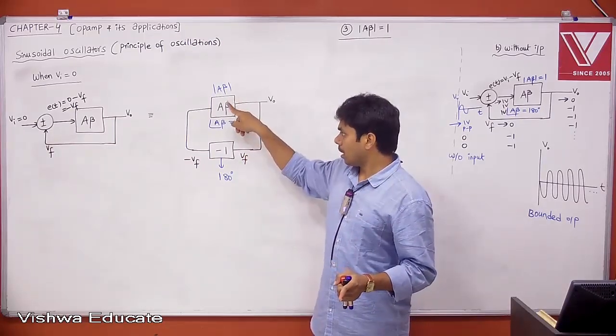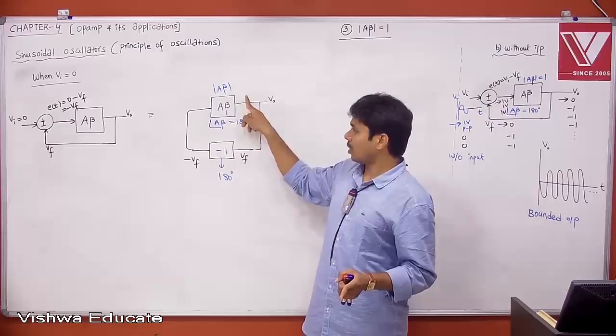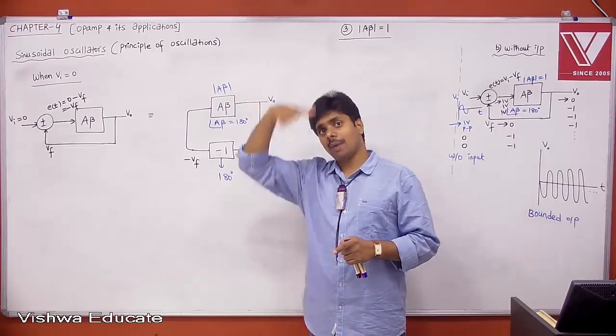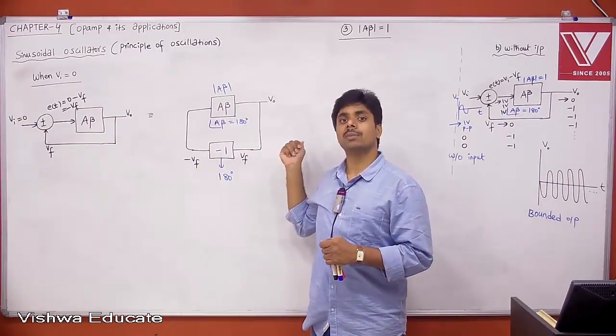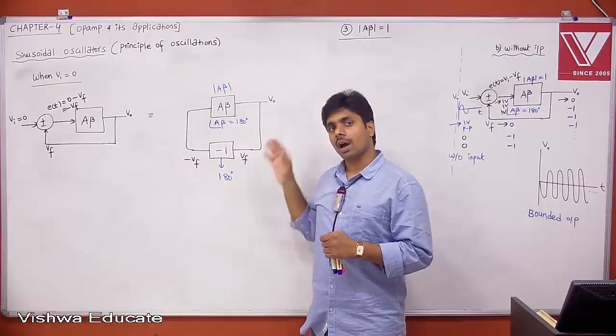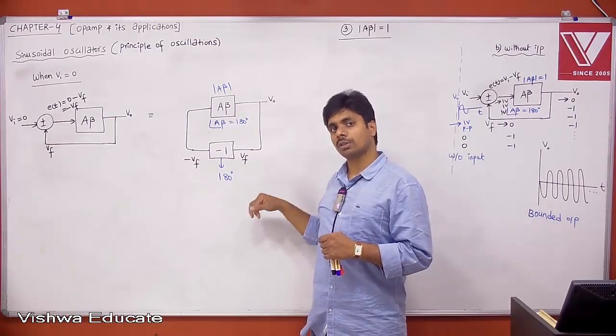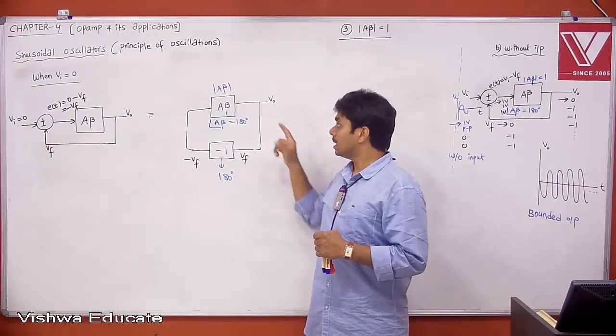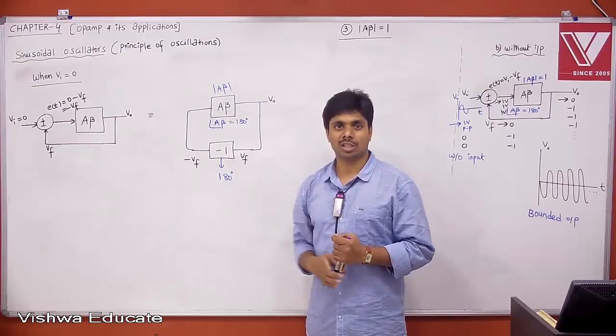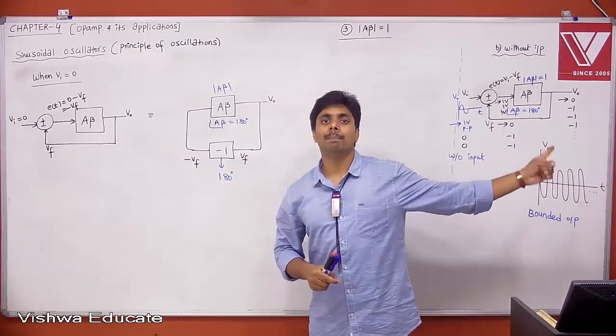If mod A beta, or total loop gain, is greater than 1, it gives over damped oscillations, meaning unstable output. Less than 1 gives under damped oscillations, and the output will be 0 ultimately. Equal to 1 gives sustained oscillations. That is what is case 3b.